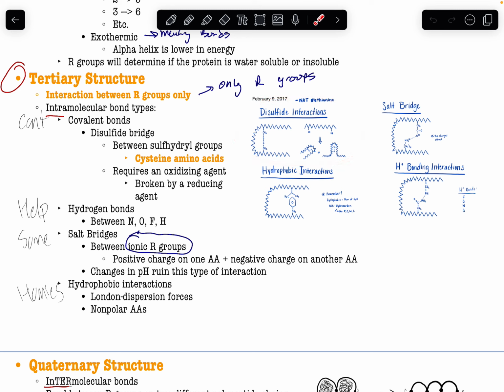I wish I could draw like that. However, I cannot, so I'm not even going to attempt to. I'm just going to use what's already on here. So covalent bonds, they're disulfide bridges between sulfhydryl groups of different R groups that contain sulfur.